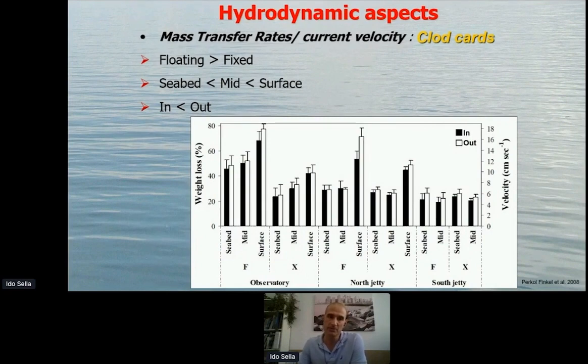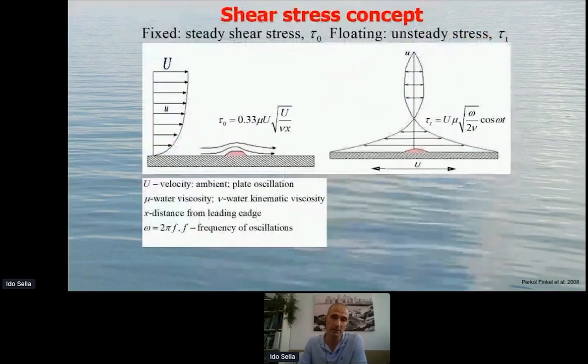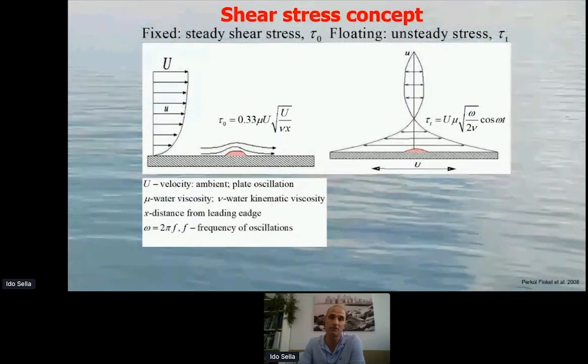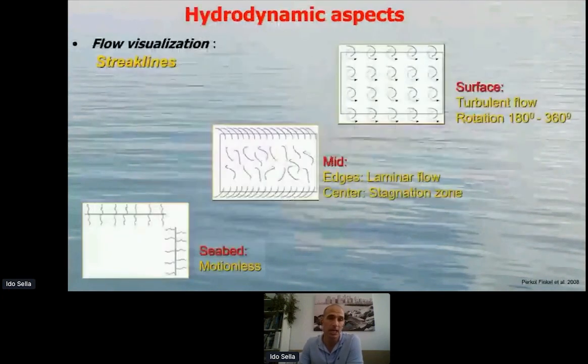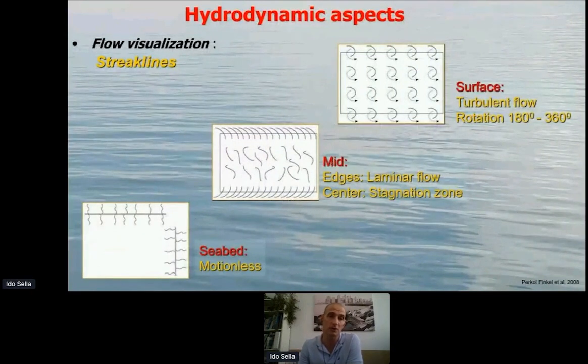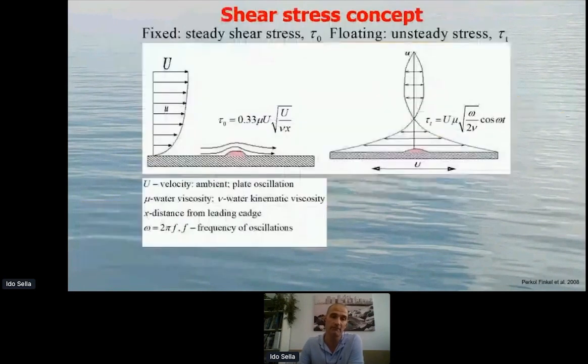But what we found, for example, is that floating structures are getting higher mass transfer rates in terms of currents than fixed structures. The shear stress on the surface of those structures is different, and it's very steady on fixed structures, but on floating structures it's unsteady. We found that within the water column, currents are behaving differently on the surface of structures that are in the water, both fixed and floating.